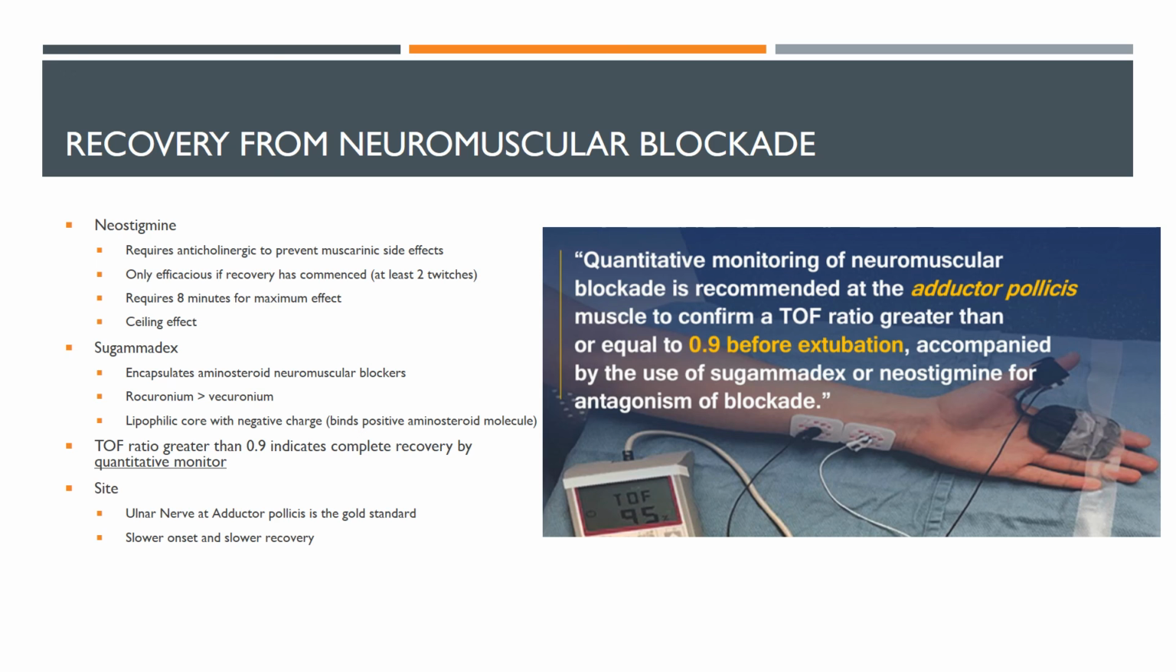The site of testing is also very important. So the ulnar nerve at the adductor pollicis is the gold standard. At this site, there is a slower onset of action and a slower recovery. So by testing here, we can be confident that the response to train of 4 stimulation will show us that the most possible recovery has happened.